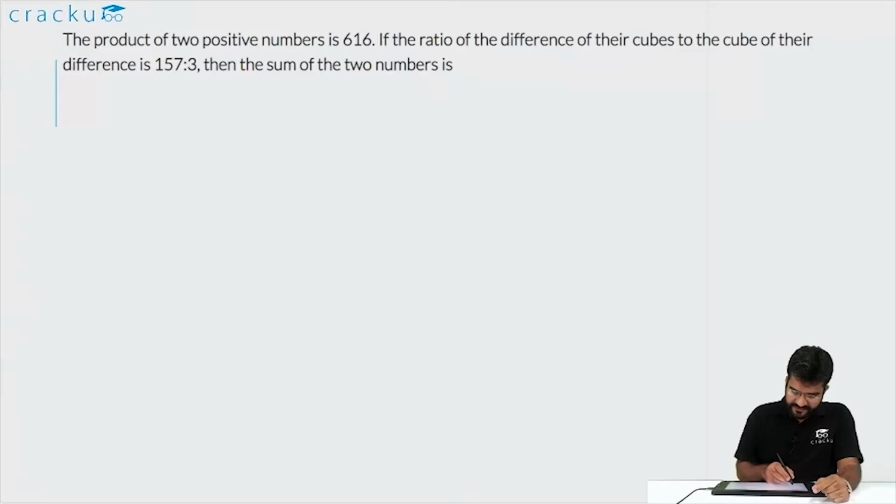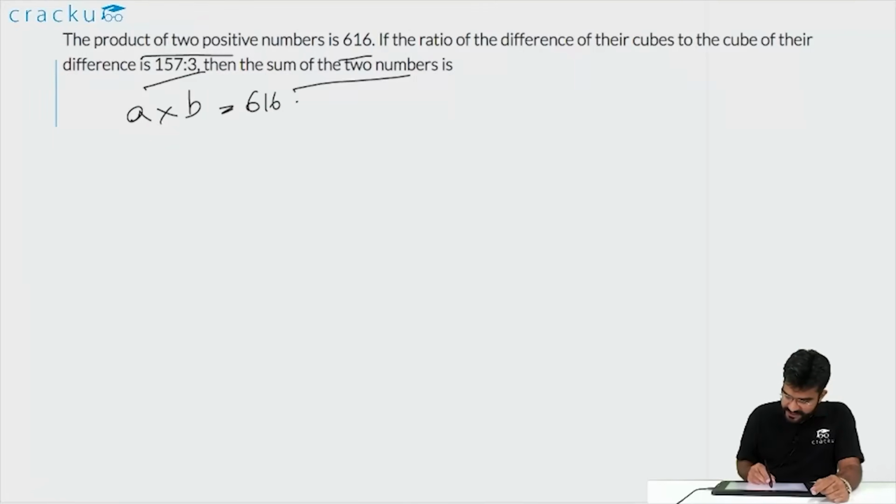In this question, we are given that the product of 2 positive numbers is 616 and the ratio of the difference of their cubes to the cube of their difference is 157:3. We are required to find out the sum of the 2 numbers. So let us assume that the 2 positive numbers are A and B. We are given that A into B is equal to 616.